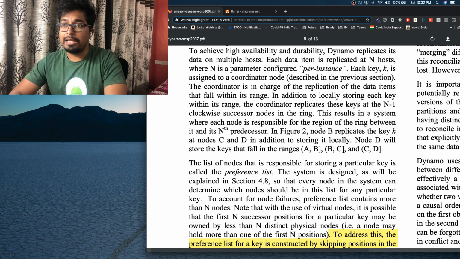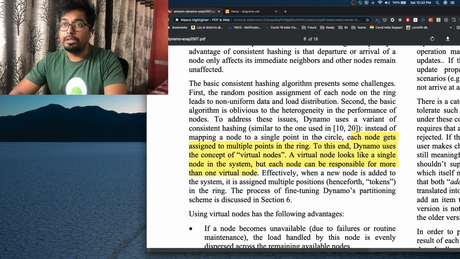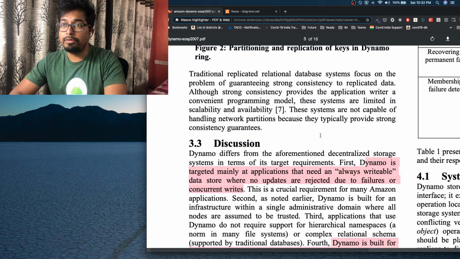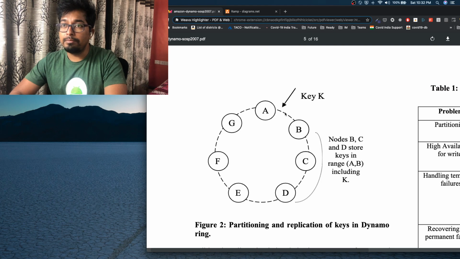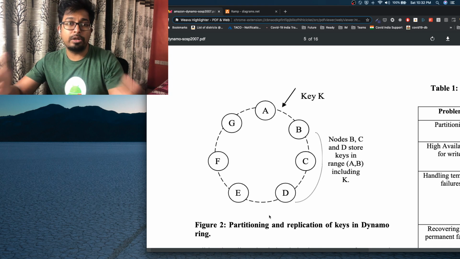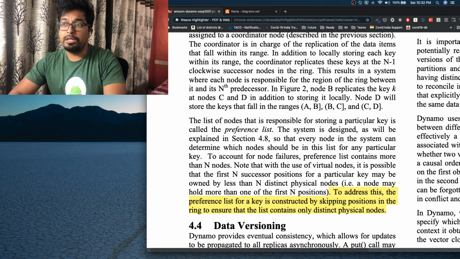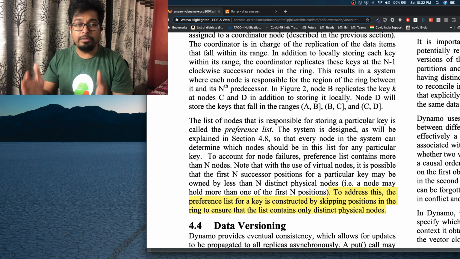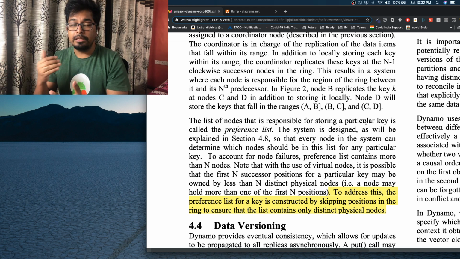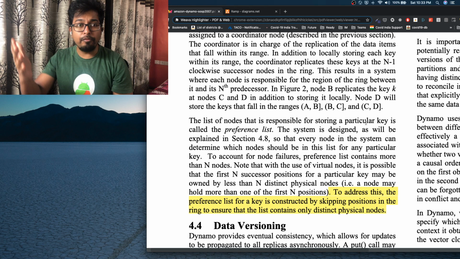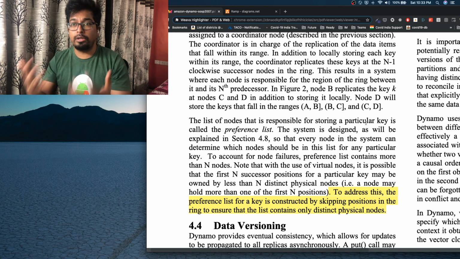And that's exactly what it talks about in the figure. So let's just go and look at the figure once. Your key comes here. B takes responsibility of that key, and then it will also get stored in C, D, and so on, depending on that n value. The list of nodes that is responsible for storing a particular key is called the preference list. If you need to look for a key, you need to go and understand that preference list. The item on the top of the preference list is typically the coordinator node.